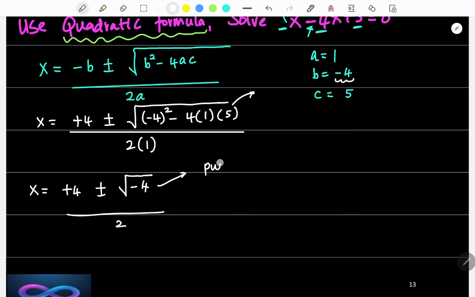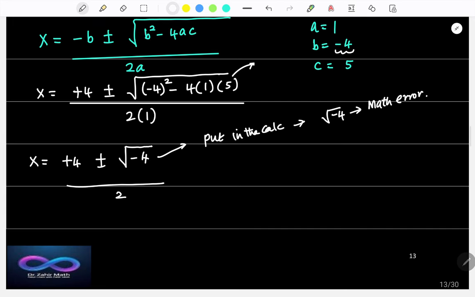Suppose you put this in the calculator. What is that? Square root of negative 4. You will get a math error. Why are you getting a math error? Because you know the square root of a negative is what?